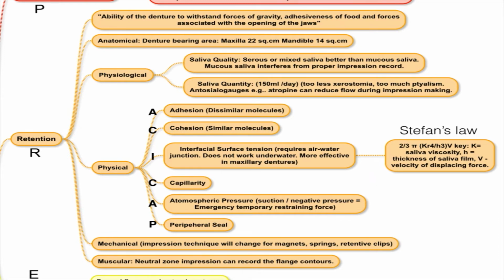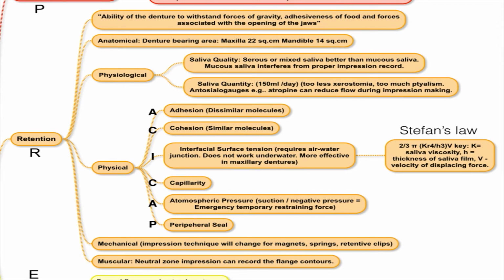Physical factors include adhesion, cohesion, interfacial surface tension, capillarity, atmospheric pressure and peripheral seal. Adhesion is the attraction between dissimilar molecules between saliva and the denture base. Cohesion is within the saliva or within the tissues, and interfacial surface tension between the saliva and the air, and capillarity is the ability of the saliva to flow between the denture and produce a stickiness, and atmospheric pressure is the suction or the negative pressure created due to the peripheral seal. Whenever you pull the denture out, it produces a negative pressure.